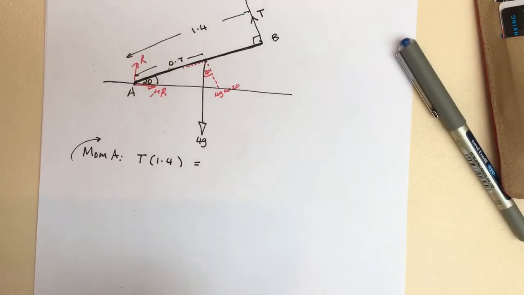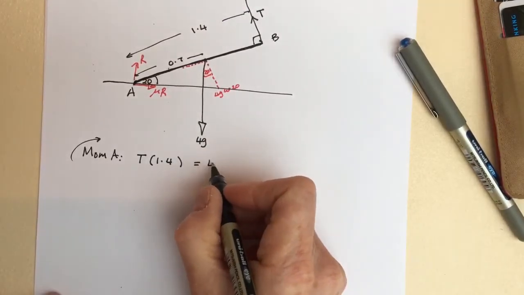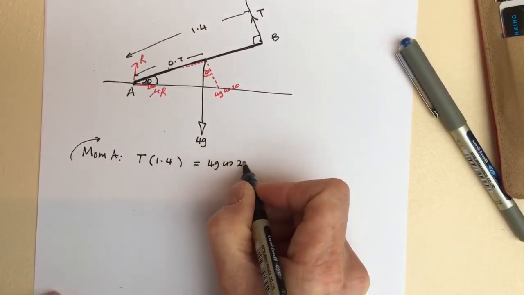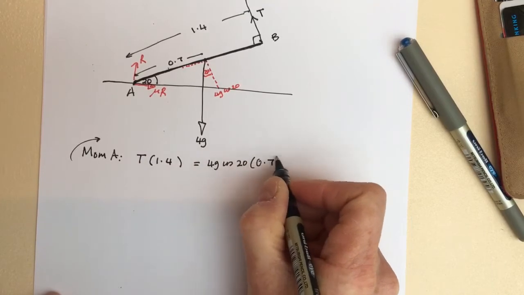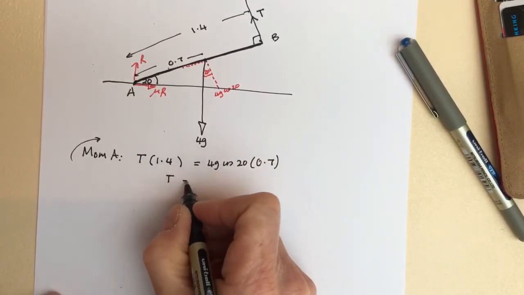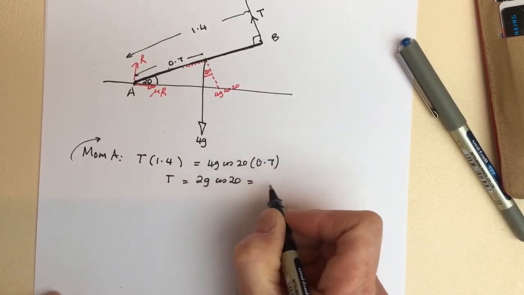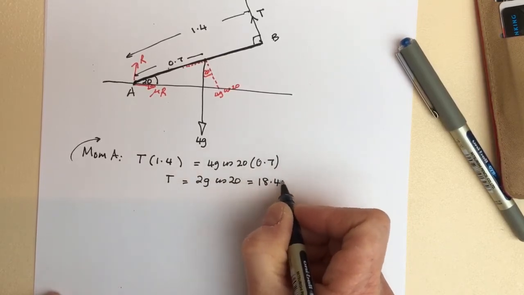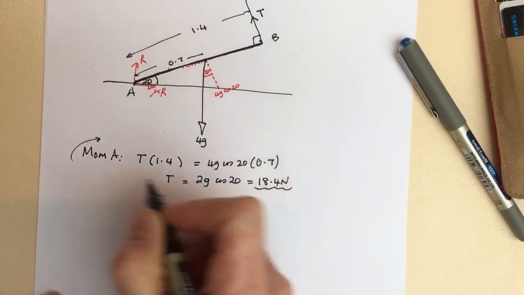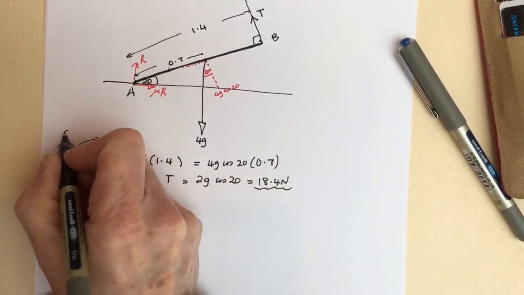So as I do my moments then for the 4g, it's going to be 4g cos of 20 multiplied by 0.7. So T is going to be 2g cos of 20, which works out as 18.4 newtons. So that will be part A.